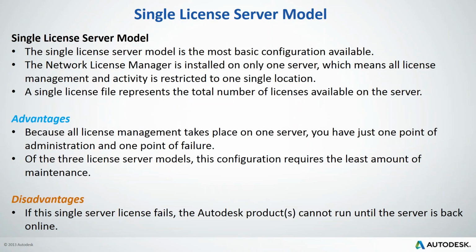Okay, we'll start with the single server license model. This is the most basic configuration available, and the network license manager is installed only on one server. Which means all the license management and activity is restricted to this one single location. So a single license file will represent the total number of licenses available on the server. The advantage of this server model is all the license management only takes one server, so there will be just one point of administration and one point of failure.